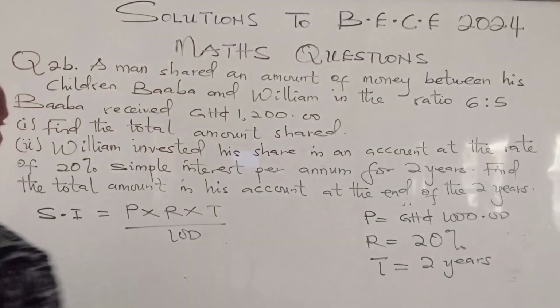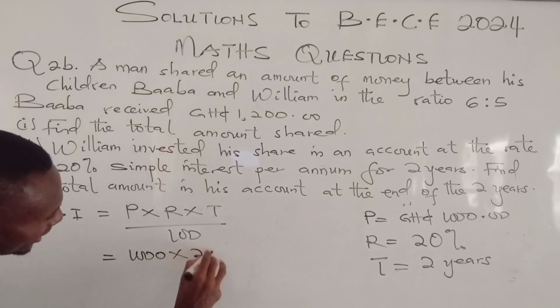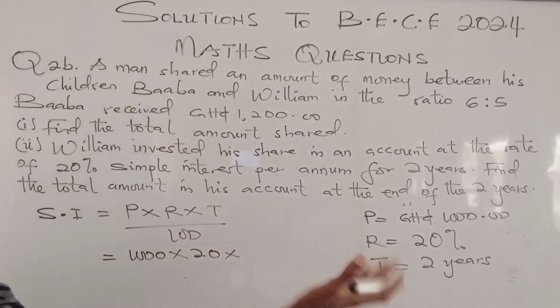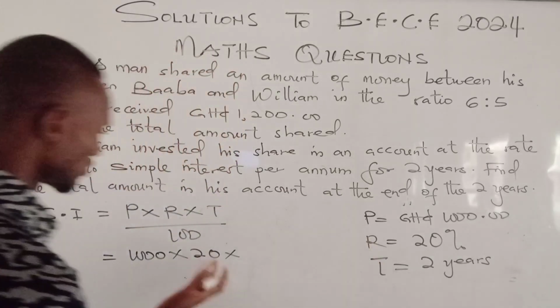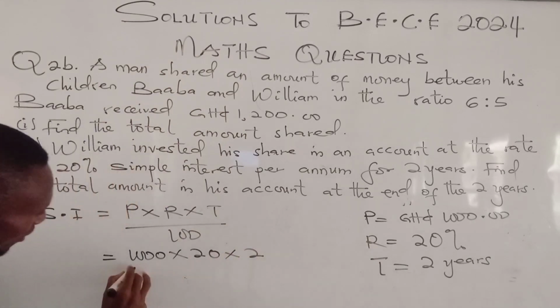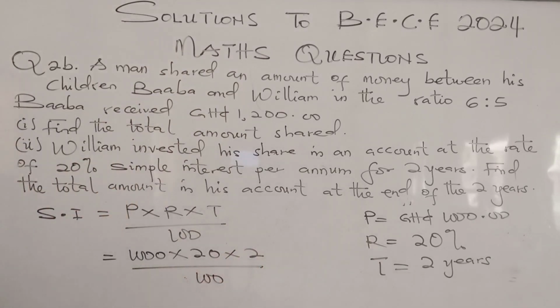So we are going to input the values to find the simple interest. My simple interest will be equal to the principal, which is 1,000 Ghana cedis, times the rate, which is 20%. There's no need to bring the units now; when we finish, we'll bring the final unit. So just write 20 there, then times the time, which is 2, all over 100, so that we can simplify.